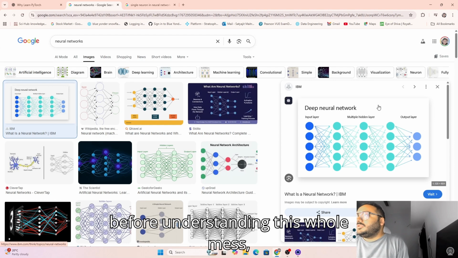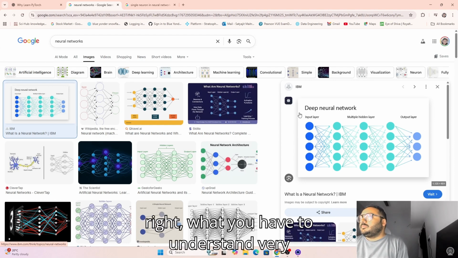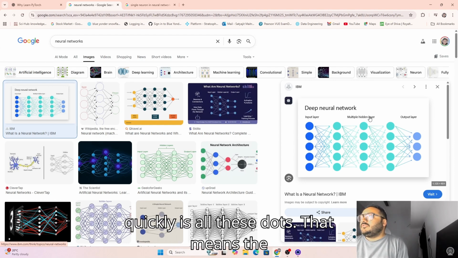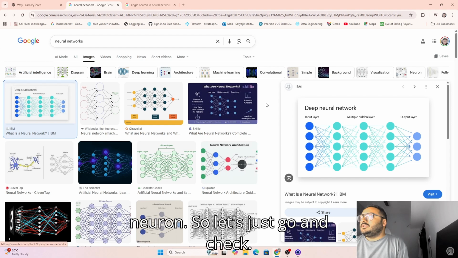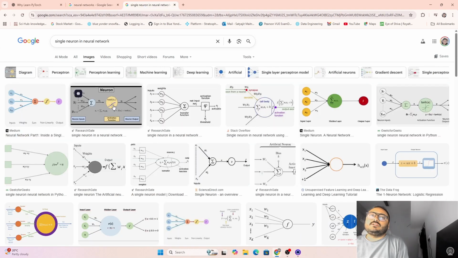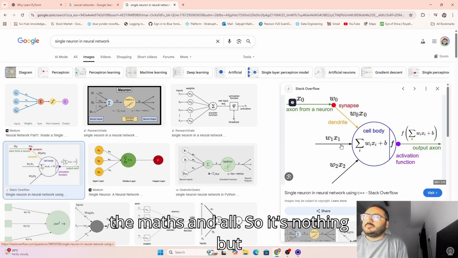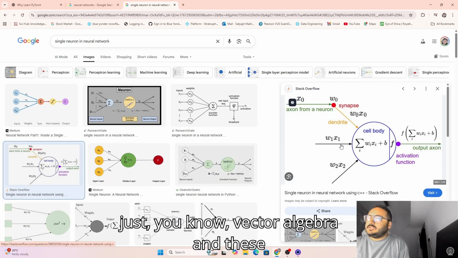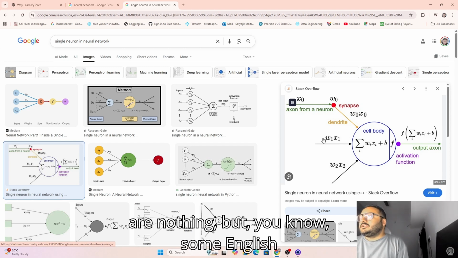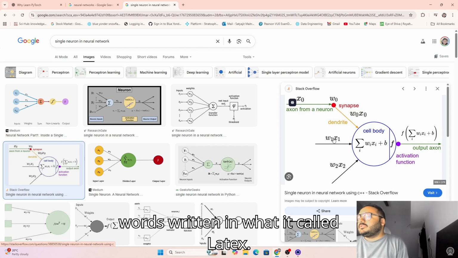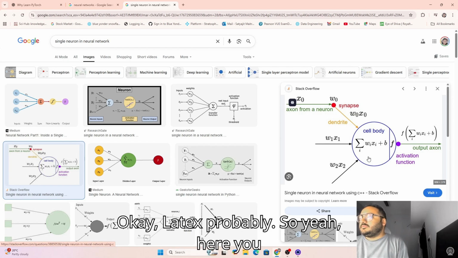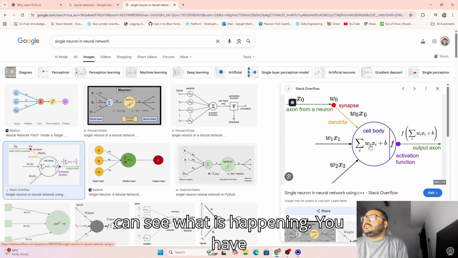Now before understanding this whole mess, what you have to understand very quickly is all these dots. That means a neuron. So let's just go and check a single neuron. Don't freak out with the maths and all. It's nothing but just vector algebra, and these are nothing but some English words written in what is called LaTeX.